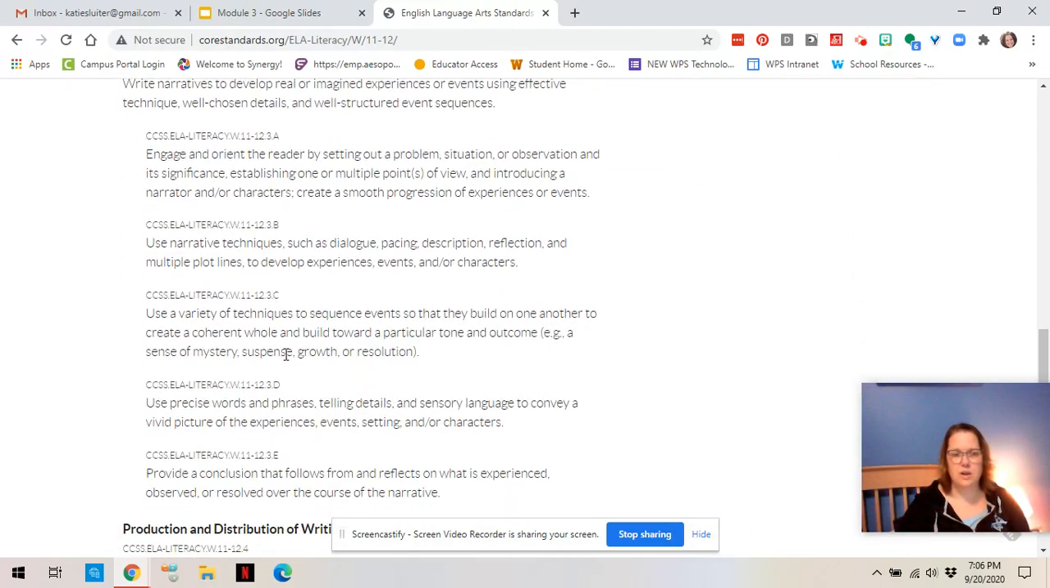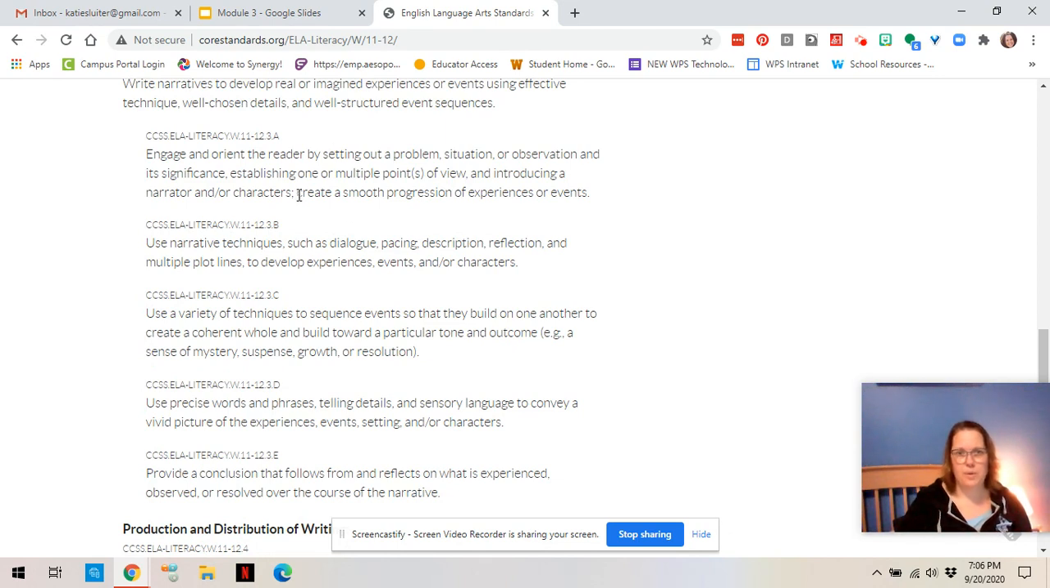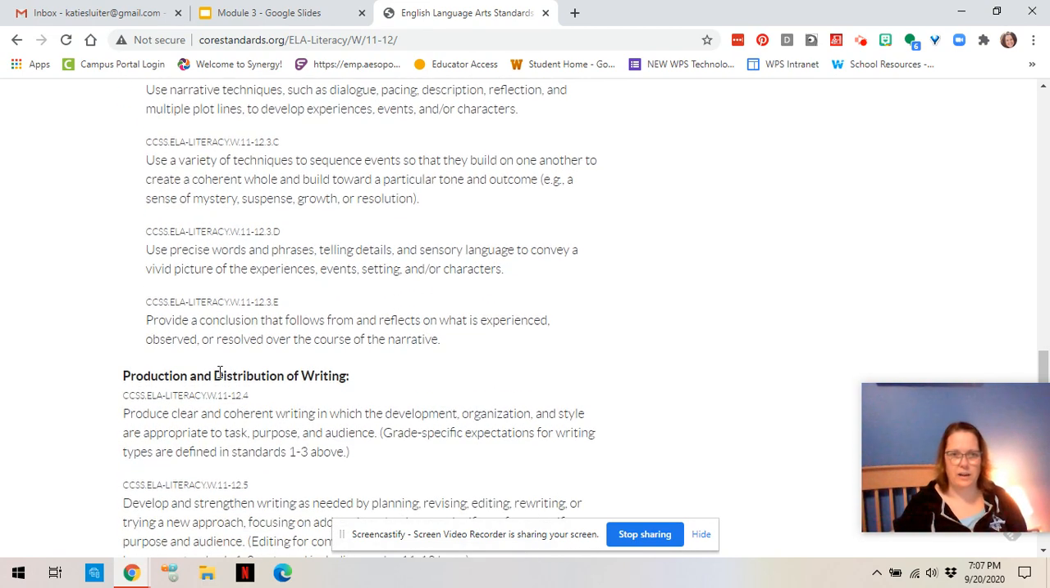And the narrative, this is what I'm expecting that you all can do when you write your literacy narrative, is to write narratives to develop real or imagined, real in this case, events using effective technique, well-chosen details, and well-structured event sequences. And then it breaks it down by setting out the problem, like having a good intro, using narrative techniques like dialogue and pacing and reflection, multiple plot lines if you're writing a story, sequencing techniques, precise word and phrase use, sensory language, the whole show, don't tell aspect of writing, and a conclusion.